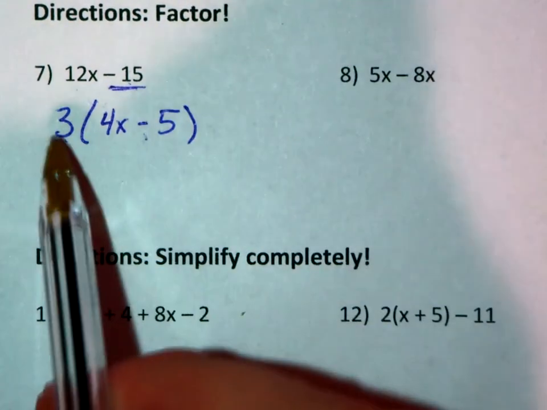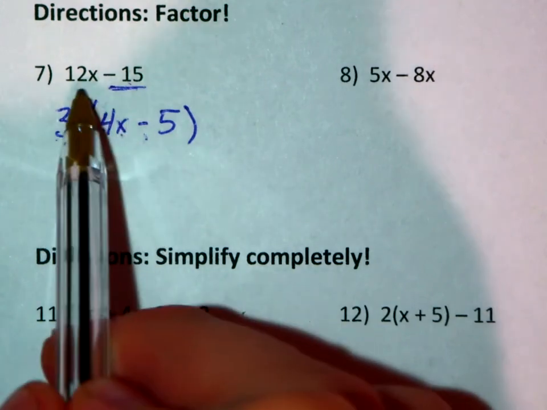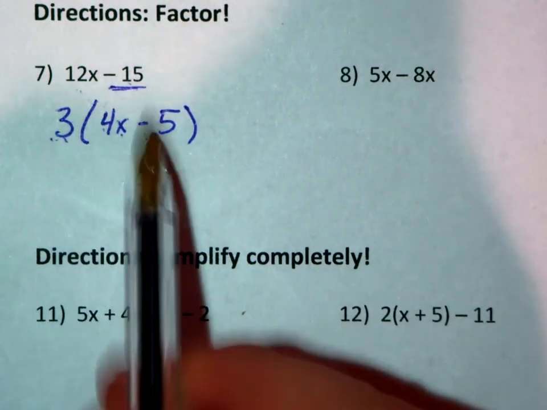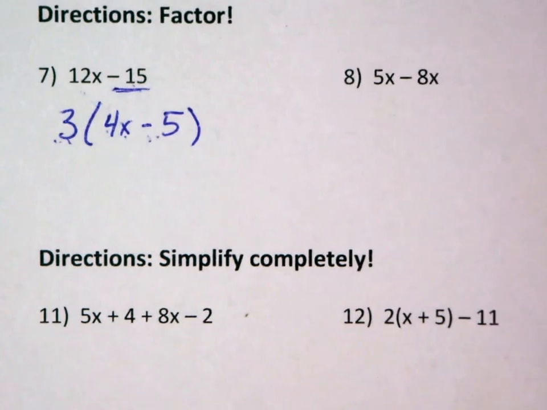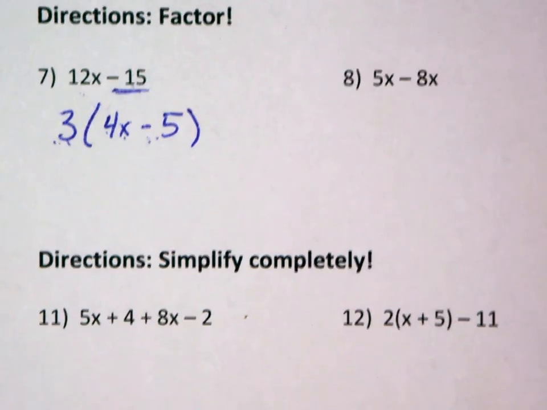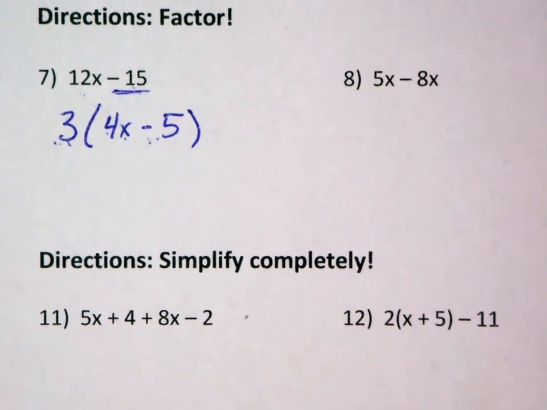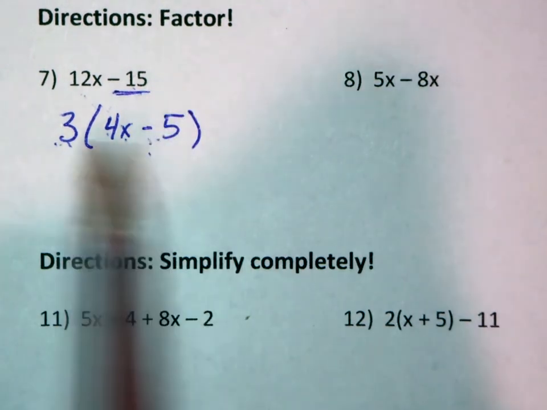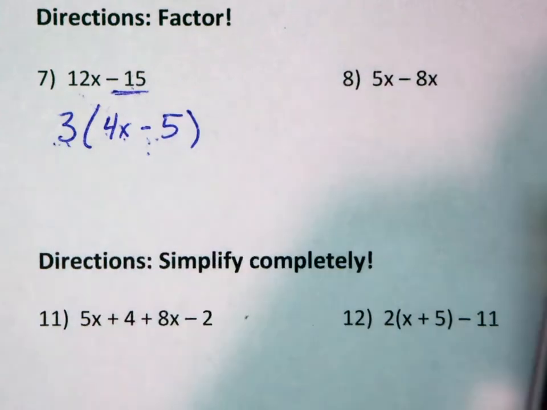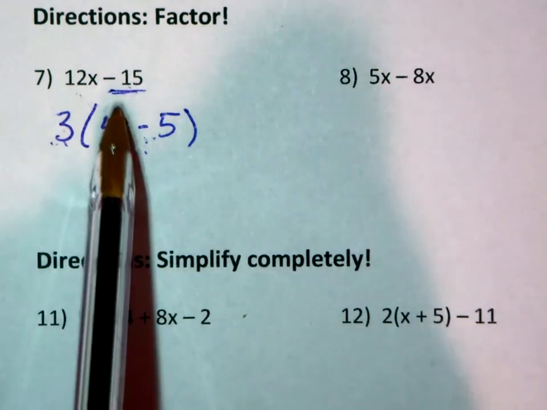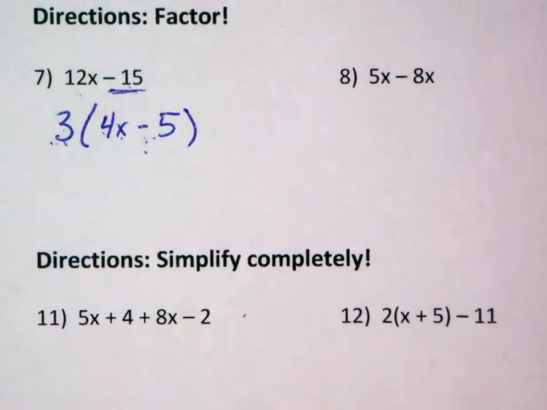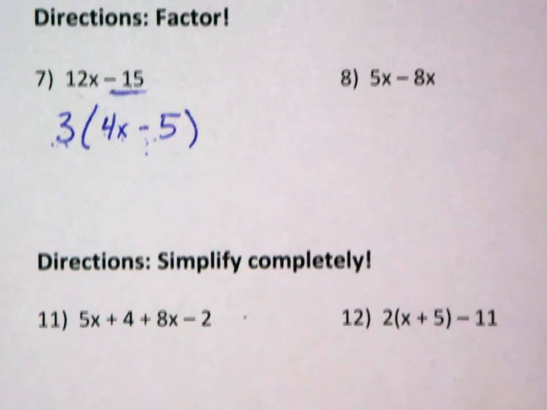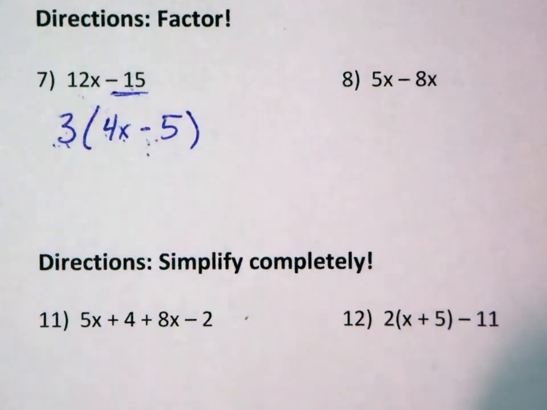Now we can check our answer. 3 times 4x is 12x. 3 times negative 5 is negative 15. Nobody should really miss any of the problems on factoring, because even if you're struggling with identifying the GCF to be able to factor, you should be able to take your final set of problems and distribute to get your original problem and know that you have correctly factored.